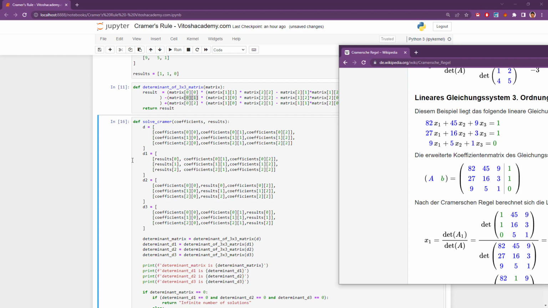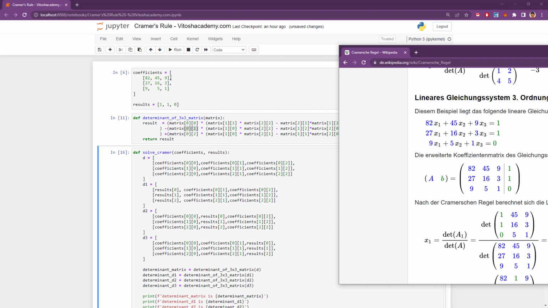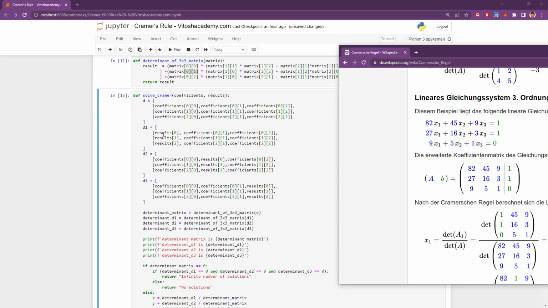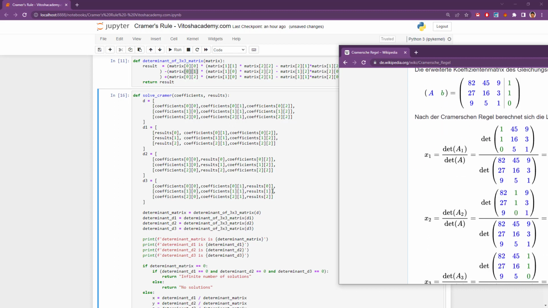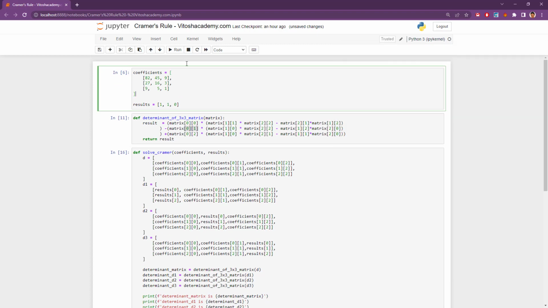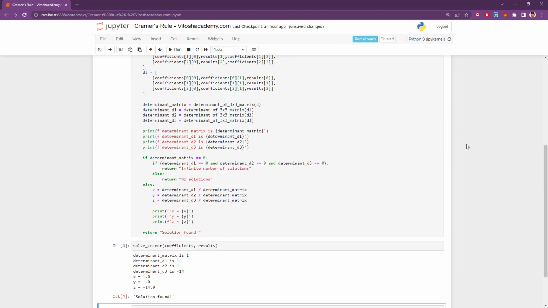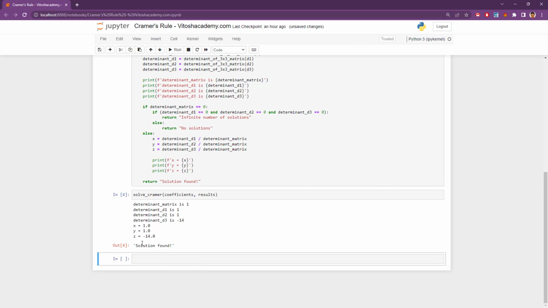D1. Now the more important part. That's one of the reasons why I named it result and I didn't add it here additionally, so it's visible. For D1 the results are here, and then we pretty much copy the normal matrix. For D2 the results are on the second column. We copy the normal matrix. For D3, we do absolutely the same, copy the normal matrix. So now I'll restart the kernel and run all. Okay, solution found, and we have this -14, that was the expected one.